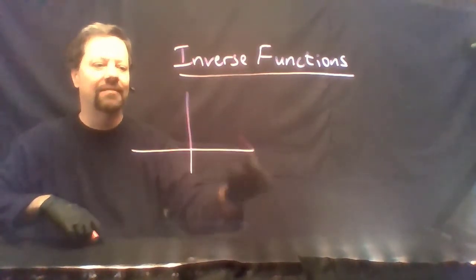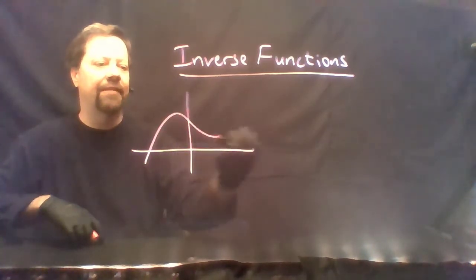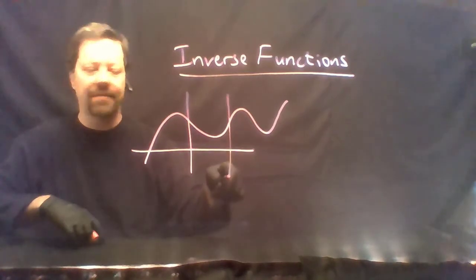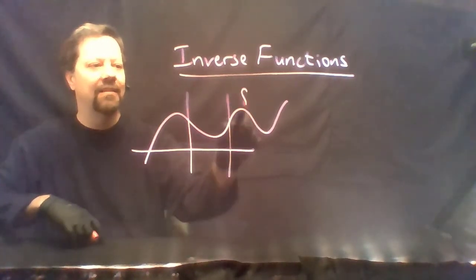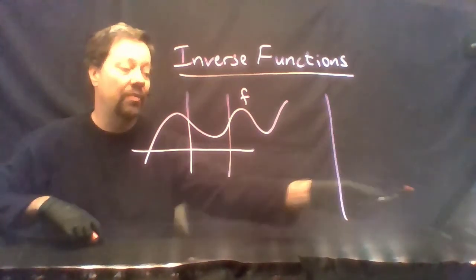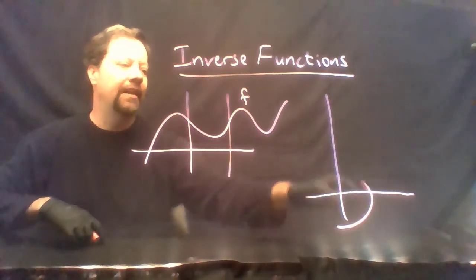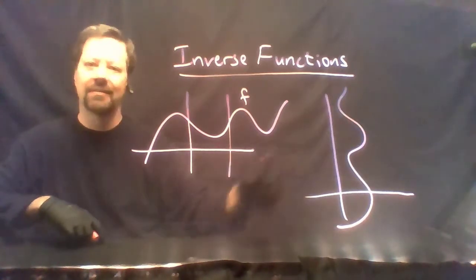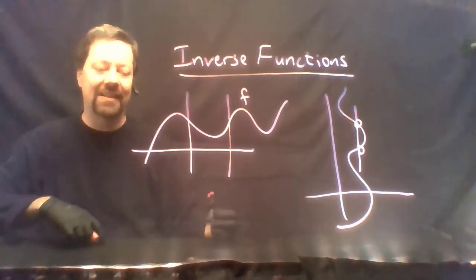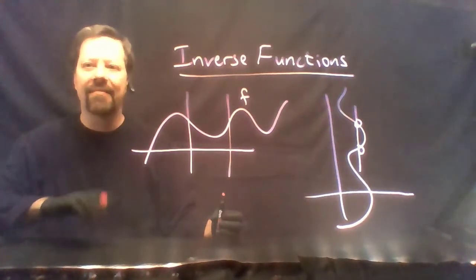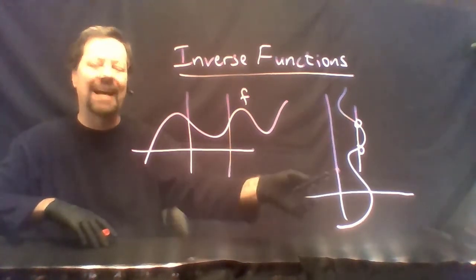You'll recall a relation is a function if it satisfies the vertical line test. The inverse relation always exists, but if the inverse relation is not a function, it won't satisfy that vertical line test. How do you know when a function will not have an inverse function?